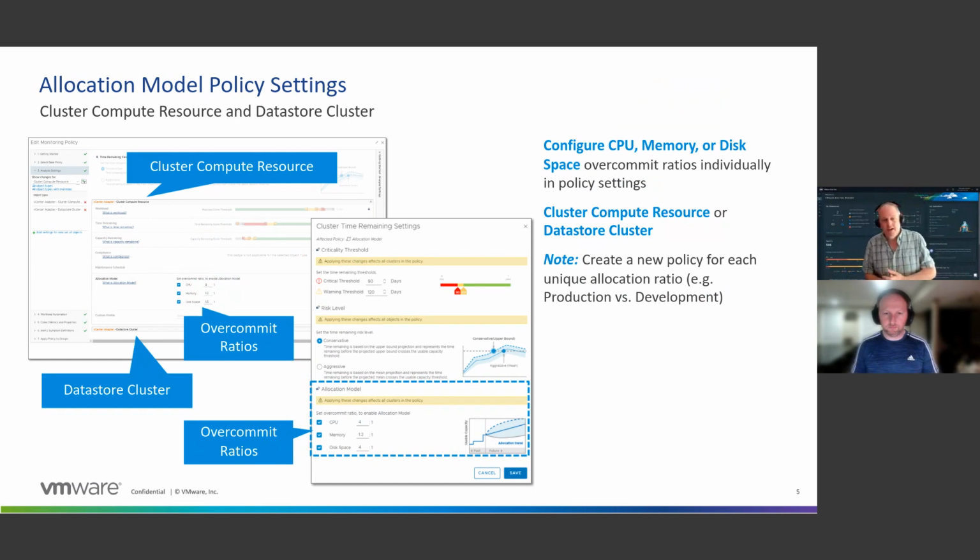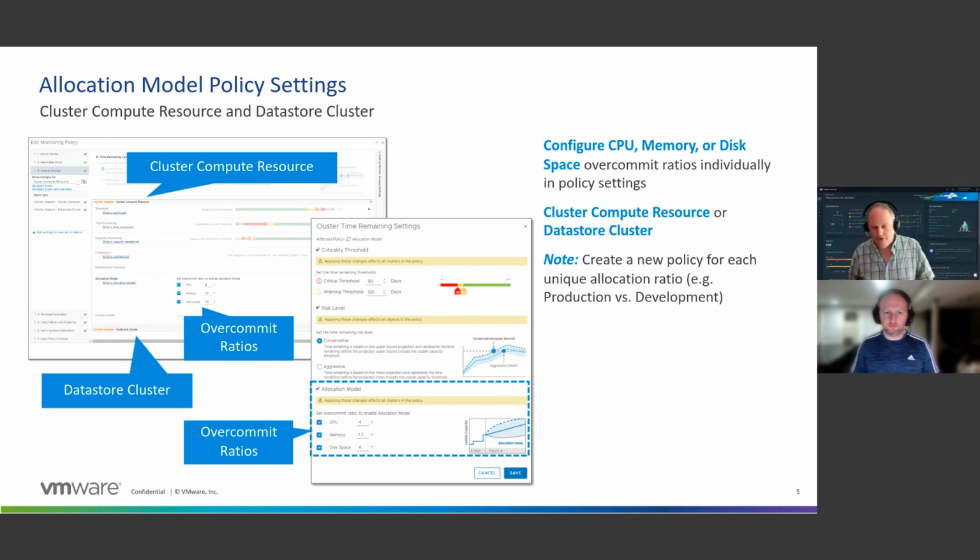The next thing is allocation model. By default, cost is based on the utilization of the virtual machine: how many gigahertz of CPU it uses, how many gigabytes of memory is consumed. So it's looking at the physical resources that are used by that virtual machine. But there is an option to enable what's called allocation model. This is switching it to now looking at overcommit ratios.